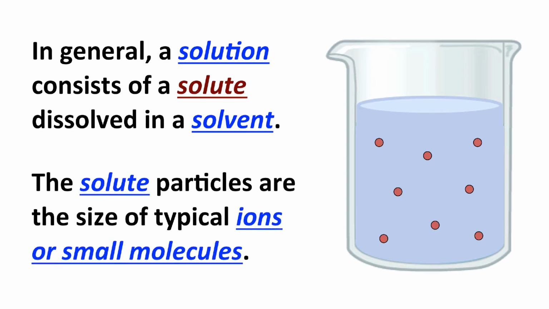And in a solution, the solute particles are the size of typical ions or small molecules. And solutions are homogeneous mixtures of solute and solvent. Now, there are also other kinds of mixtures known as colloids and suspensions. Those have larger particles of solute, and here we're going to focus on solutions.